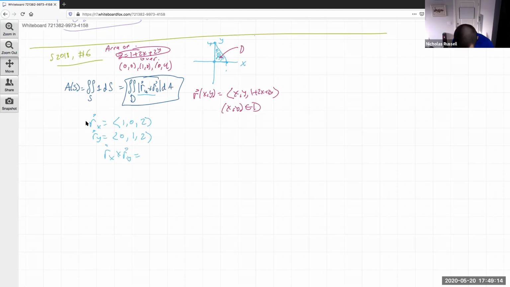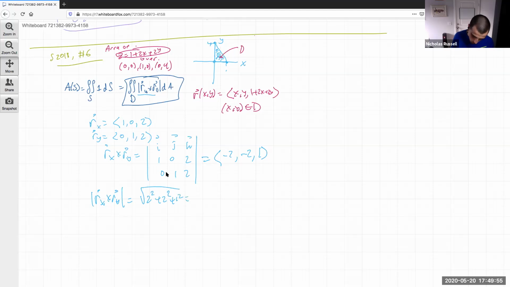Rx cross Ry then, the cross product of these two vectors, 1, 0, 2 here and 0, 1, 2 down here. My i component is going to be -2. My j component is also going to be -2. And my k component is going to be 1. And so what I need to do is calculate the magnitude of this. The magnitude of Rx cross Ry is equal to the square root of 2 squared plus 2 squared plus 1 squared, which is the square root of 4 plus 4 plus 1, which is just the square root of 9, which is 3.